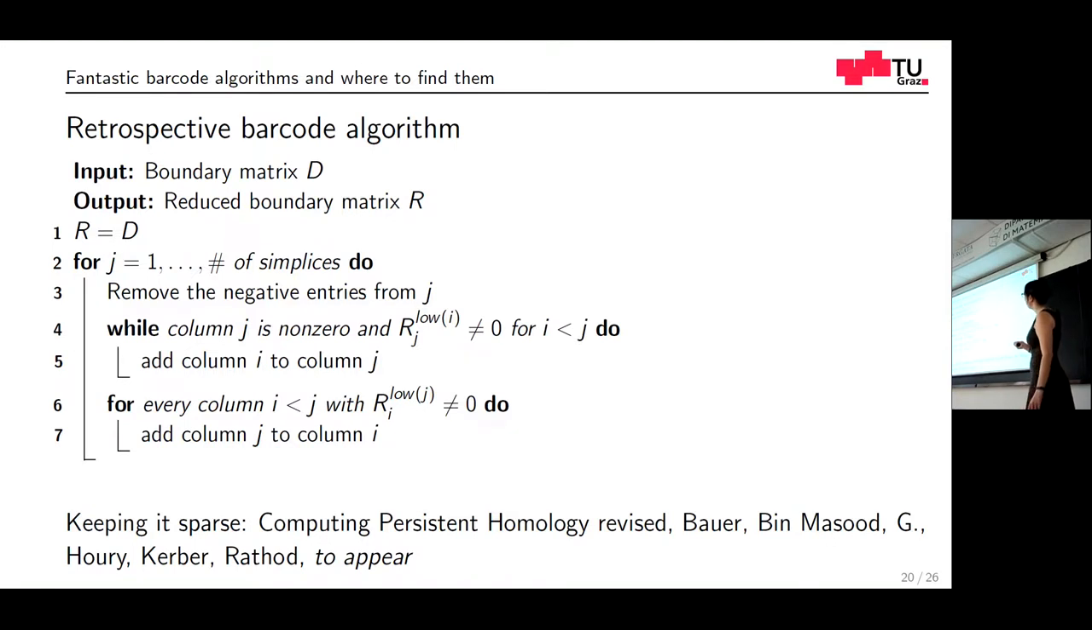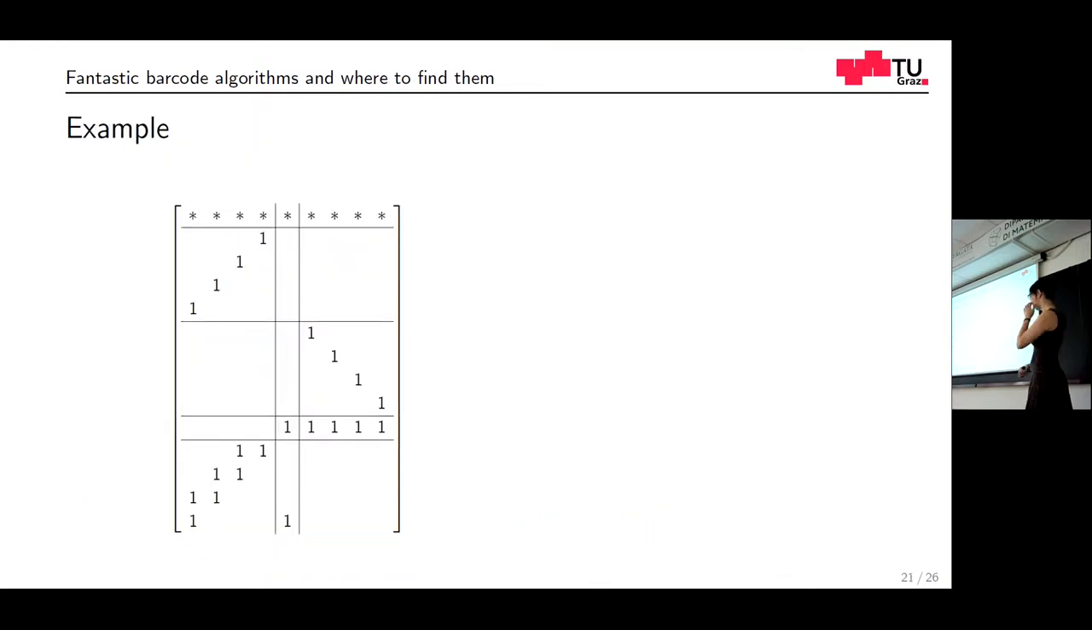okay, so what we do here, this is basically the usual reduction, so we check the lowest element, but then every time we have a lowest non-zero element, we add it everywhere else where it is non-zero. And then we check it first forward and then backward. So let me come back to the example because I think it's much easier.